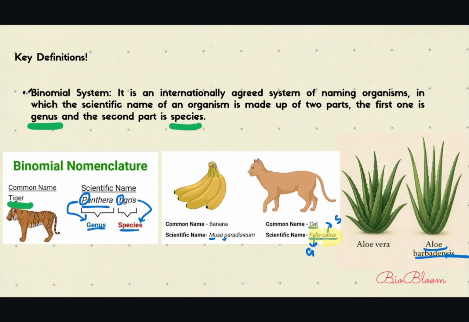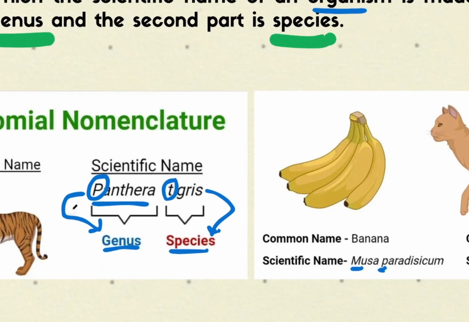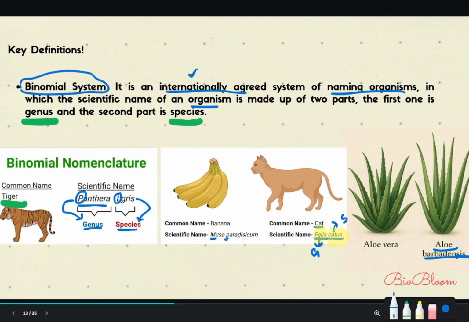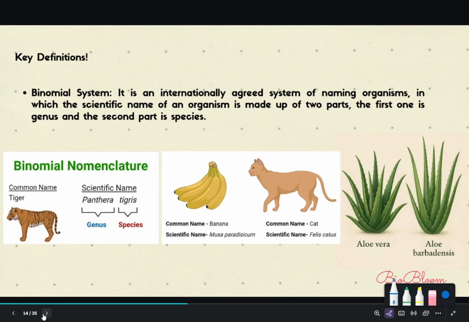Now, I hope that the binomial system is clear to you all. Again, it is an internationally agreed system of naming organisms. So any scientific name that you're going to come up with for any organism, the way scientists name an organism scientifically, is basically made up of two parts, where the first part is the genus and the second part is the species. All right, moving ahead.